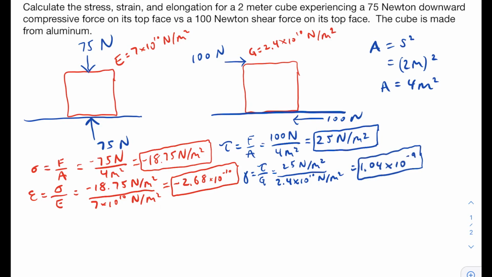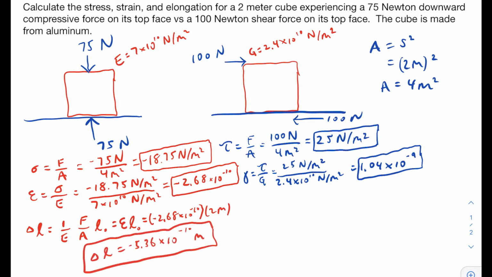We know that the formula for compressive elongation is 1 over Young's modulus multiplied by the applied force divided by the cross-sectional area multiplied by the original length. However, this is really just the compressive strain multiplied by the original length. The original length here is just the height of the cube, which we're told is 2 meters. Plugging in the correct values, we find that the elongation is negative 5.36 times 10 to the negative 10 meters.